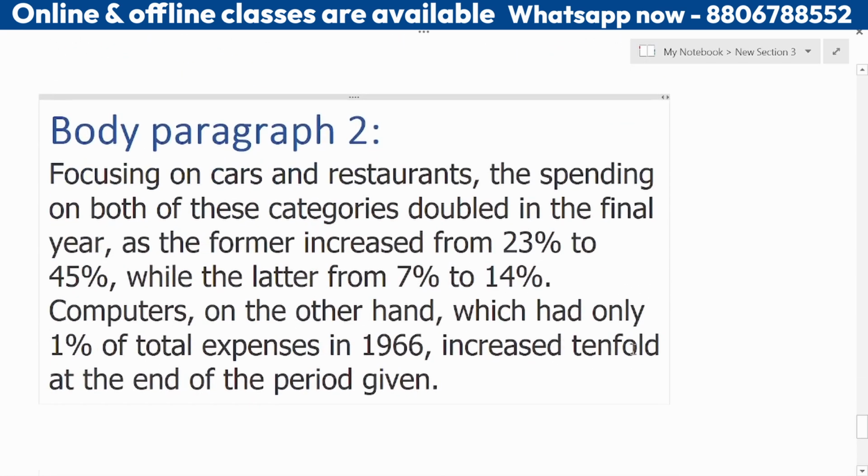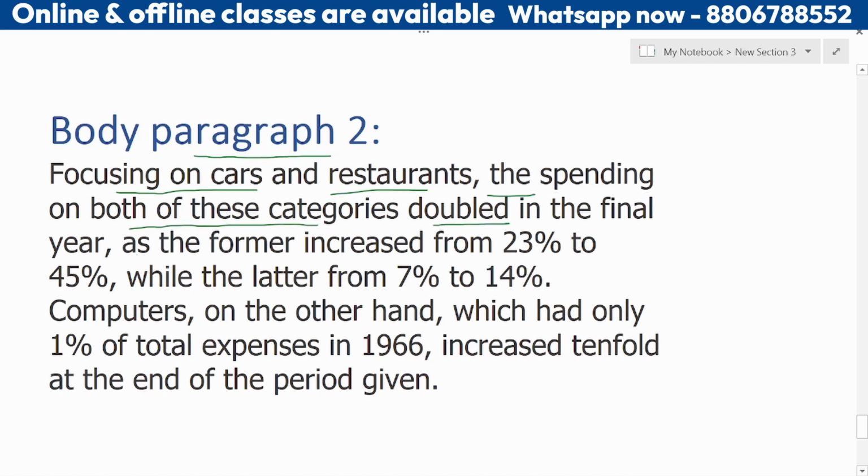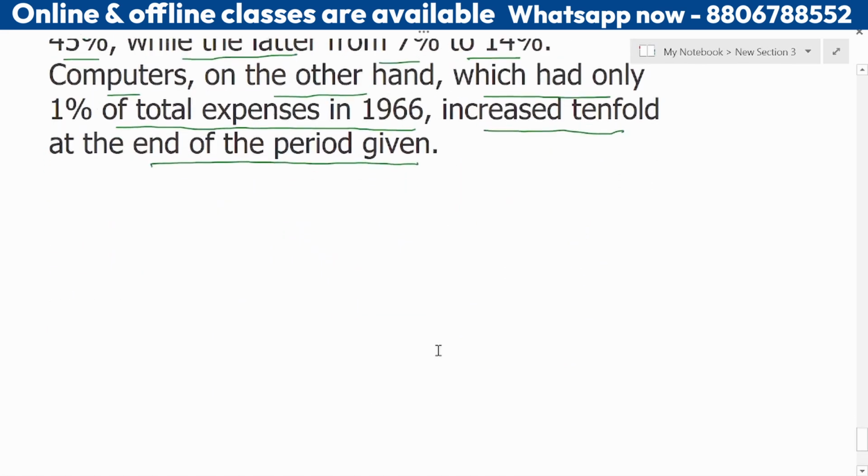And now let us see what we can include in body paragraph 2. So let's see what we can write in paragraph 2. Focusing on cars and restaurants, the spending on both these categories doubled in the final year, as the former increased from 23% to 45%, while the latter from 7% to 14%. Computers, on the other hand, which had only 1% of total expenses in 1966, increased tenfold at the end of the period given. Yes, so this is what you can include in paragraph 2.